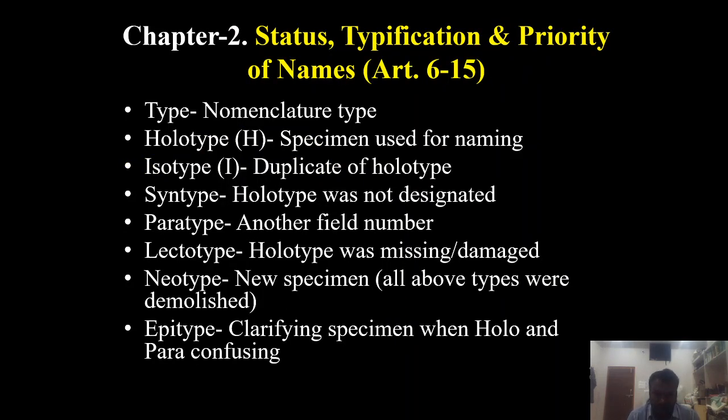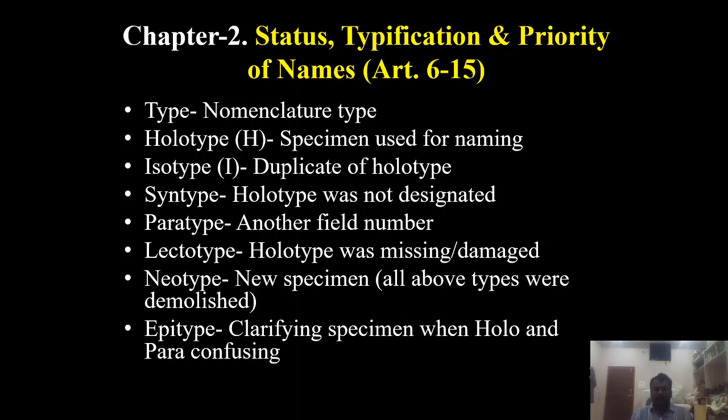Chapter 2, status, typification, priority of names. We already discussed the principles of the International Code of Nomenclature. That is the second principle. For each and every taxon, if you want to name a taxon, there should be a nomenclatural type. Like that, there are several types. We will discuss some of them here.